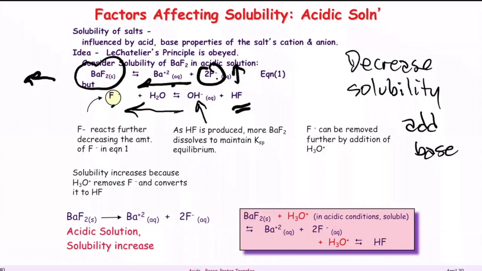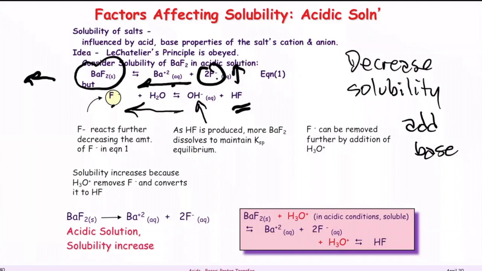So depending on the salt, if it's got acid-base properties, and you can tell if it has acid-base properties because you can investigate the ions. If the ions are conjugates of weak acids and weak bases, then it's going to have acid-base influence in terms of its solubility.